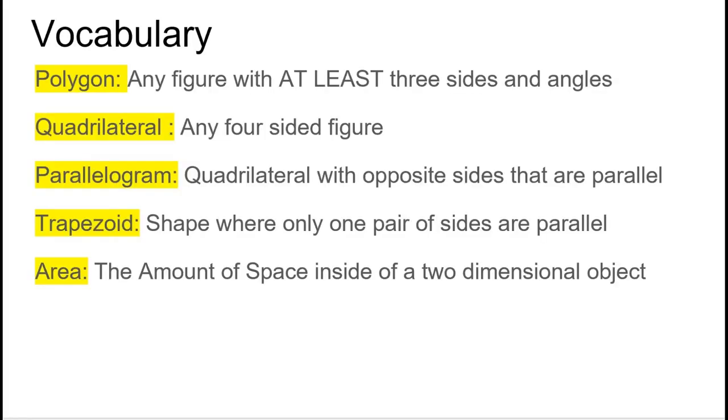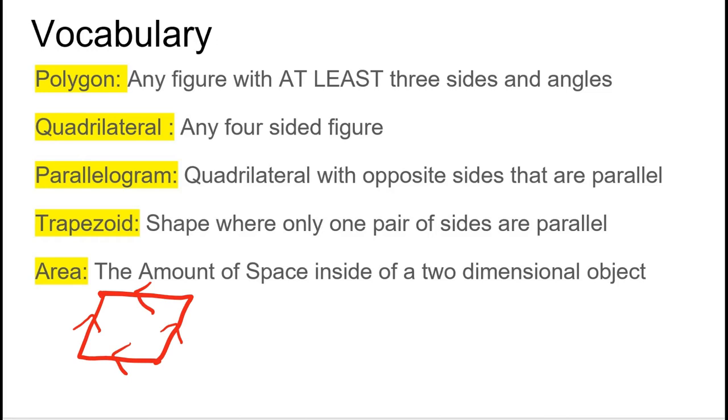So for example, let me draw this down here at the bottom. If I had a shape that looked like this, where it's kind of just a square that's been turned on its side a little bit, a parallelogram just means that the opposite sides, so this side and this side, are parallel, meaning they'll never touch no matter how far they run. And this side and this side are also parallel. So if I were to draw them out forever, they would never touch.